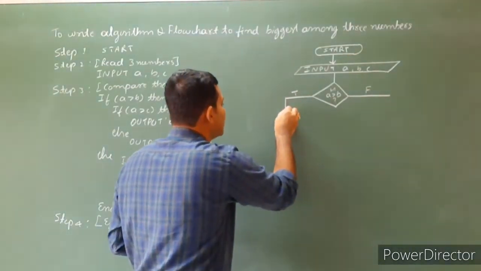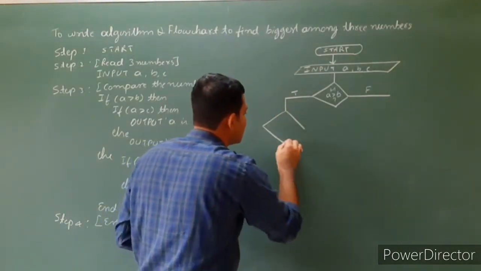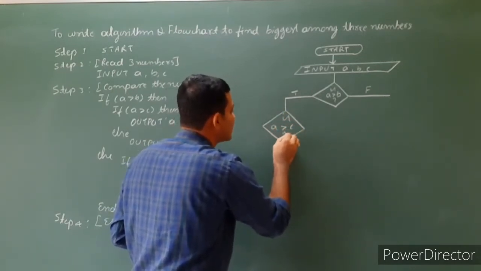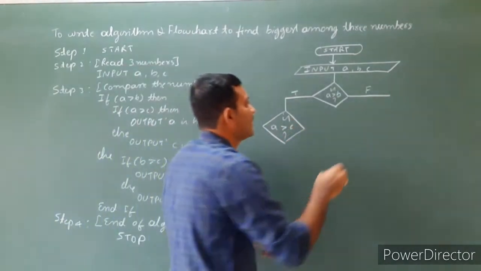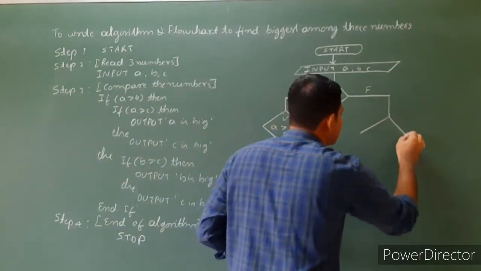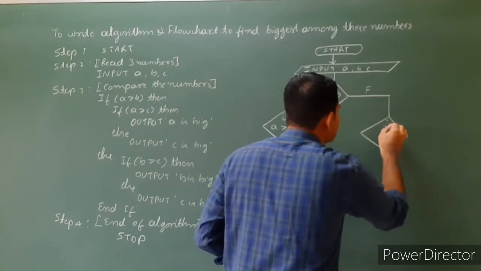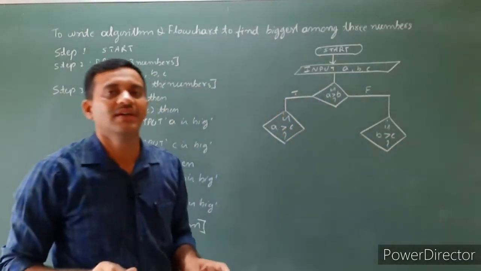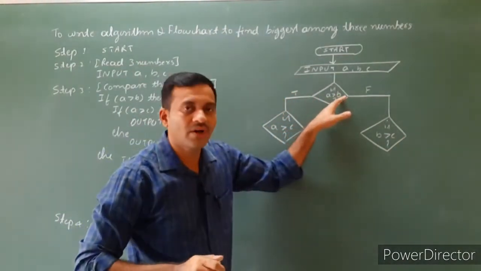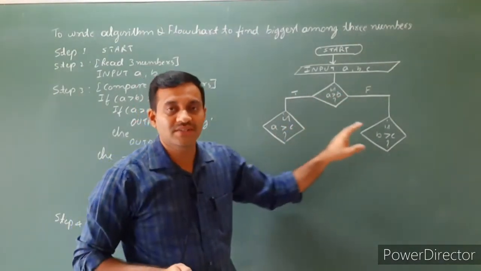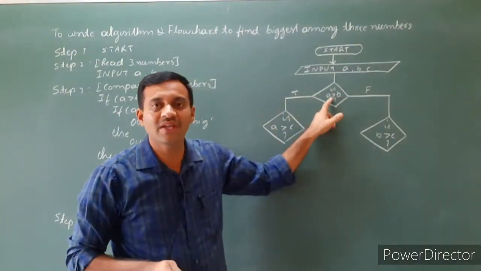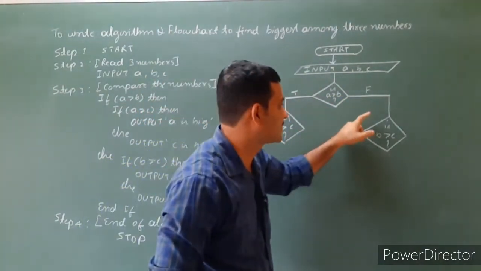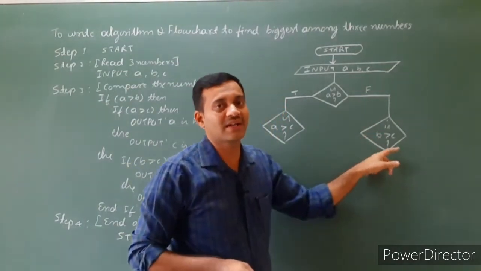If it is true, then we compare: is A greater than C question mark? If it is false, then we compare: is B greater than C question mark? So we compare with the syntax: test condition 1, test condition 2, test condition 3. In the place of test condition 1, we have A greater than B. In the place of test condition 2, we have A greater than C. In the place of test condition 3, we have B greater than C.